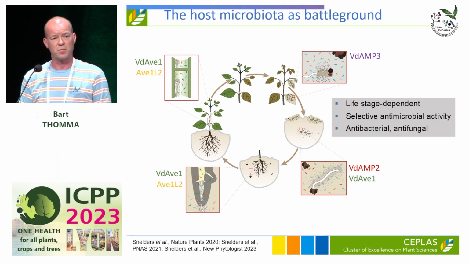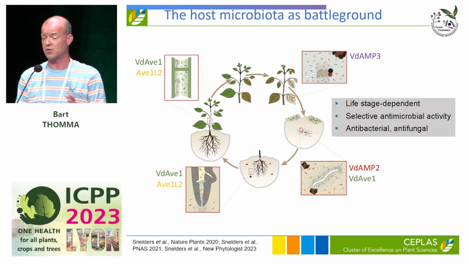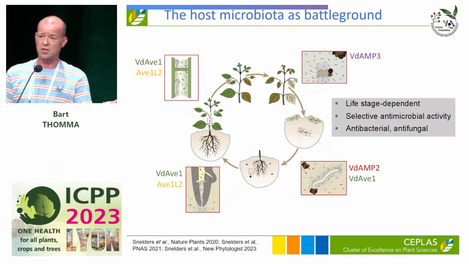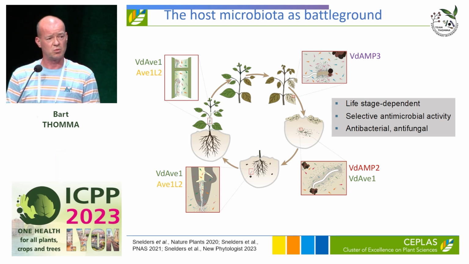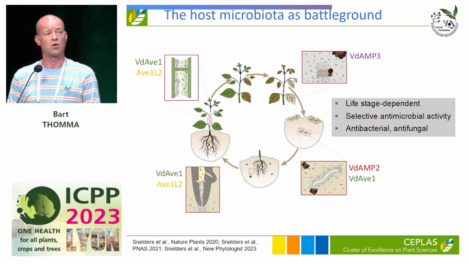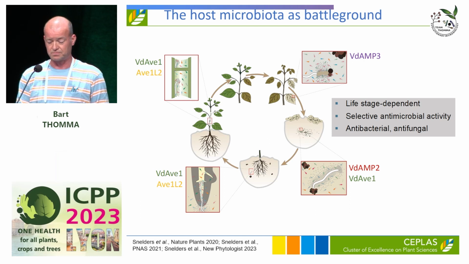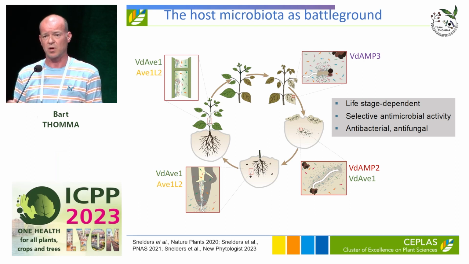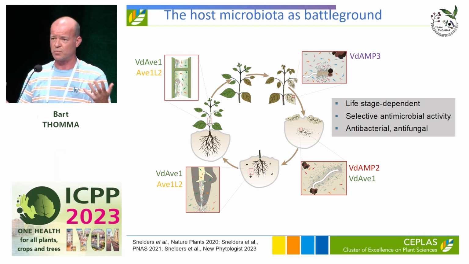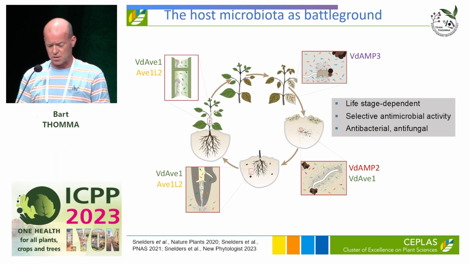And what we take from it is that many of them have expression patterns in different stages of the life cycle. So some, like AV1, seem to be expressed more or less constitutively throughout the life cycle, but others are expressed only in soil or only at very late stages of the Verticillium infection. They all have selective antimicrobial activity. There are no broad-spectrum antimicrobials, and some are antibacterial and others are antifungal.